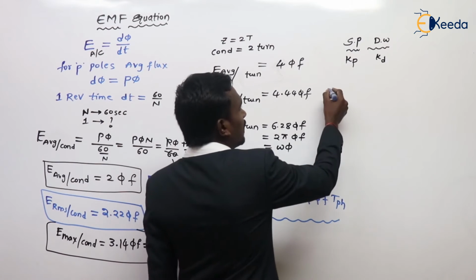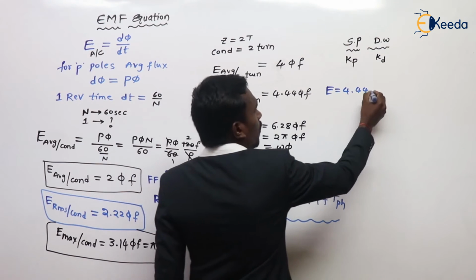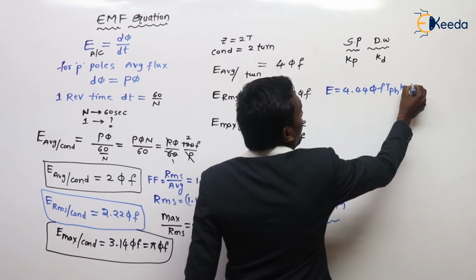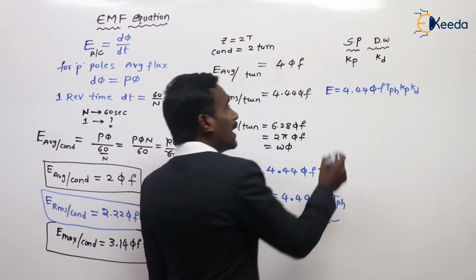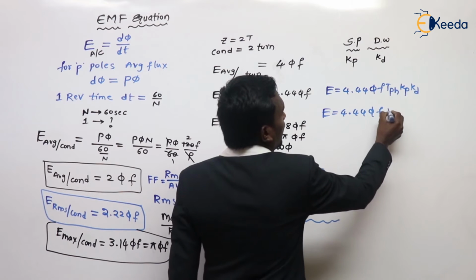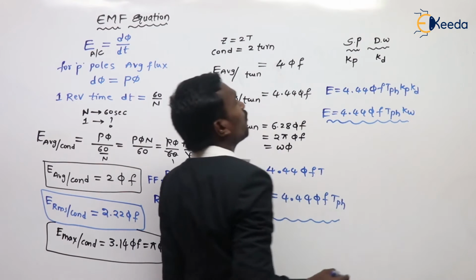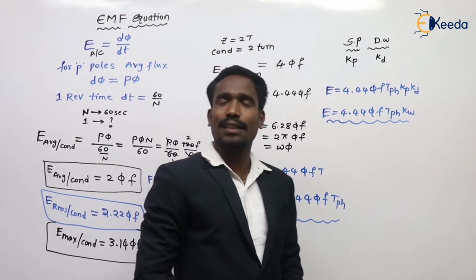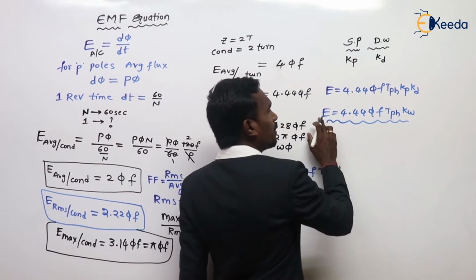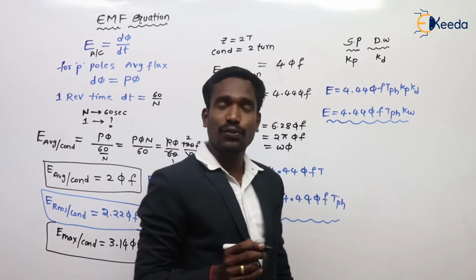So now finally our EMF equation E is equal to 4.44 phi F T per phase Kp Kd. Kp and Kd can be written as Kw, the winding factor. This is the final EMF equation of my synchronous machine. The flux involved in the EMF equation is the average flux here. This is the average flux only.